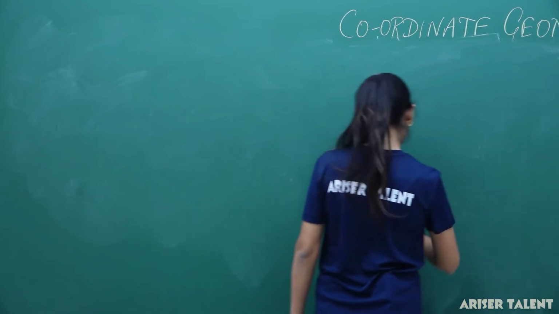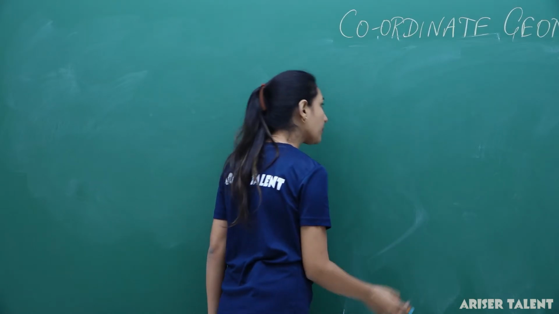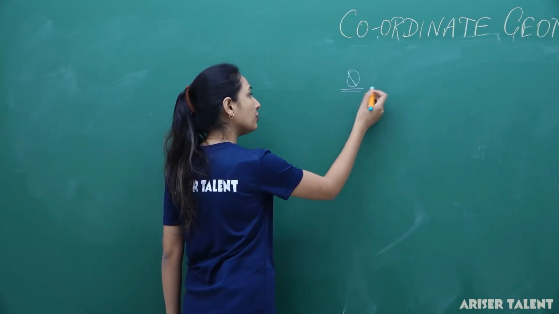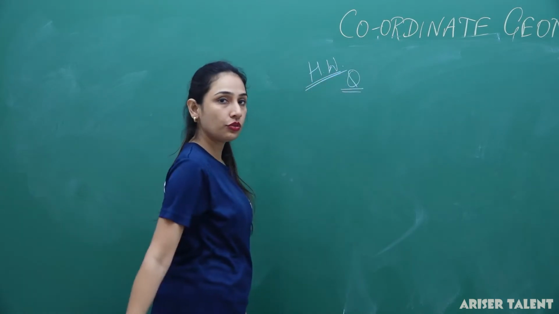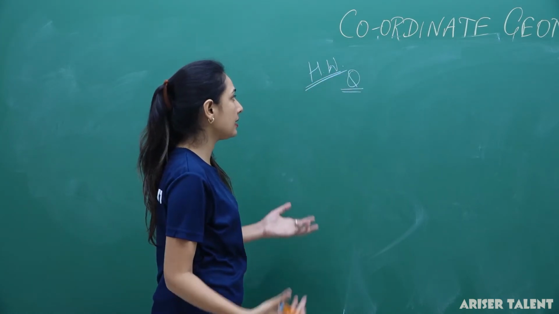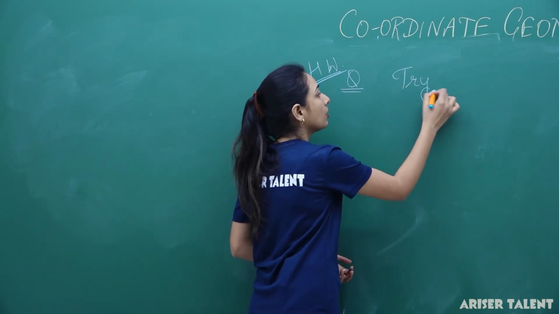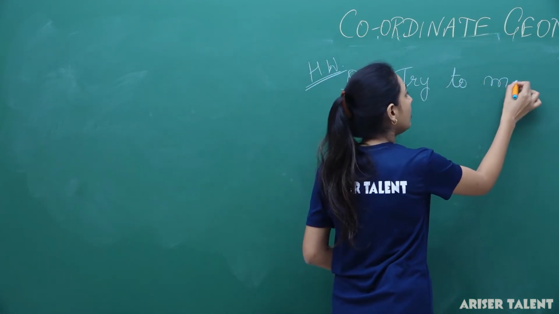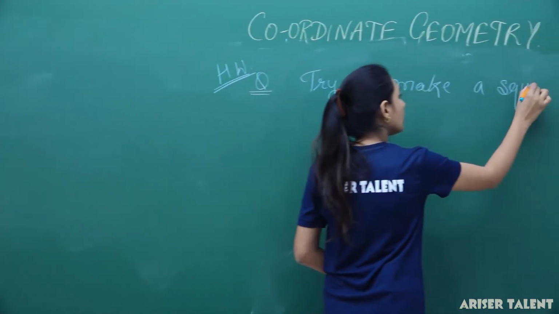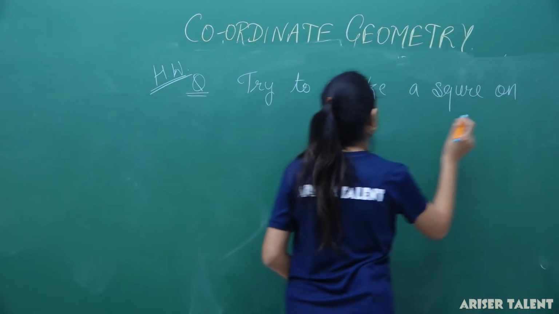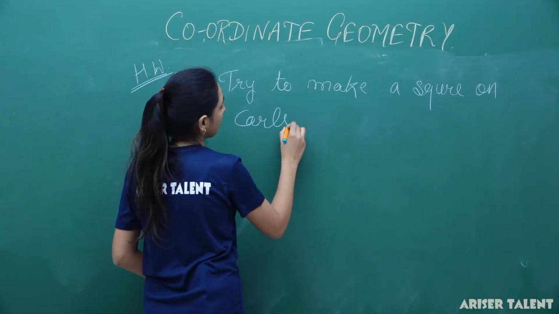Now, what is your homework? You can say it. Okay, that's your homework, you can say. What you should try to do, just as an activity, you should try to make a square on Cartesian system.